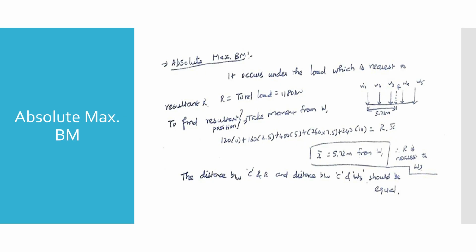Next, we determine where this combined force acts by applying basic rigid body statics and taking a moment equilibrium precisely about the leading wheel load, W1. We set up our equation by multiplying each individual load by its respective distance from the start point. Solving this expression reveals that the resultant force acts at an exact distance of 5.72 meters, measured from the first load, placing it nearest to W3.